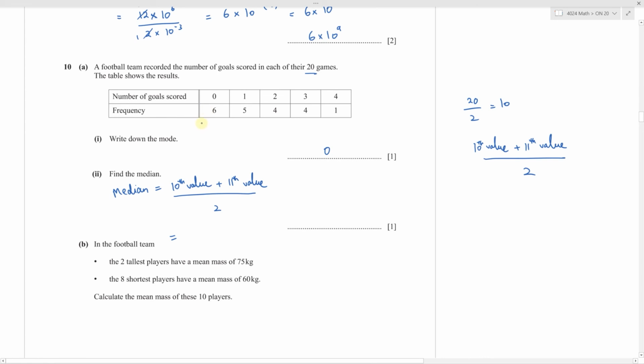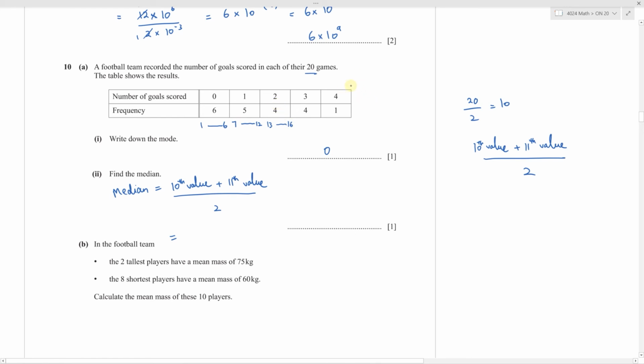frequency 6. So your first value up till the 6th value are all zeros, and then you have 5 ones. That means your 7th value up till your 12th value are all ones, and then you have 4 twos. That means your 13th value up till your 16th value are all twos.